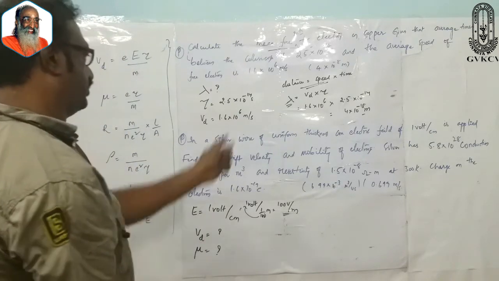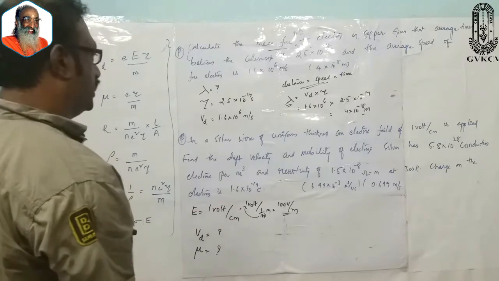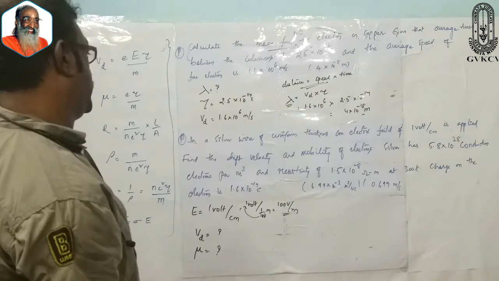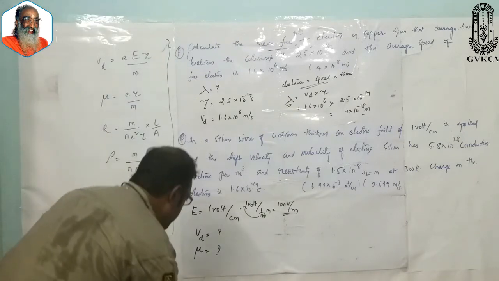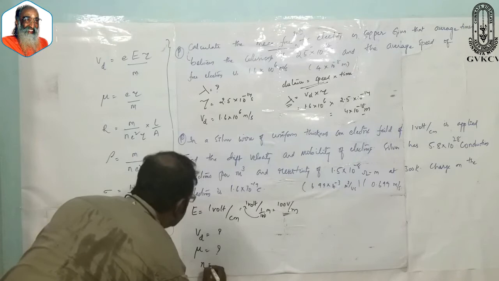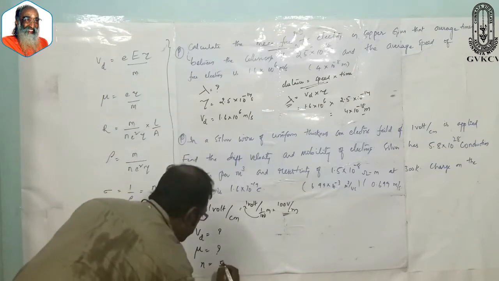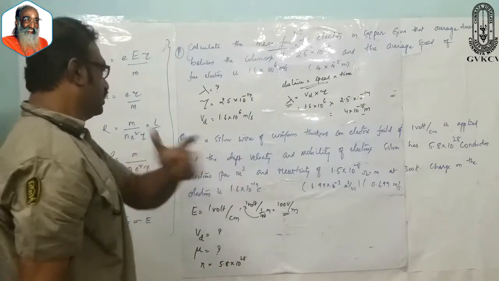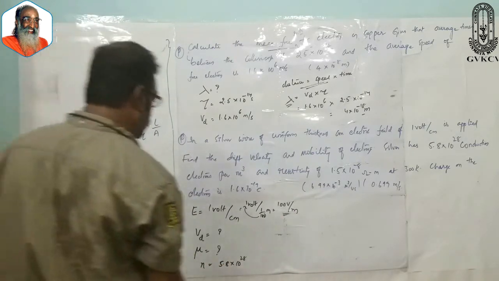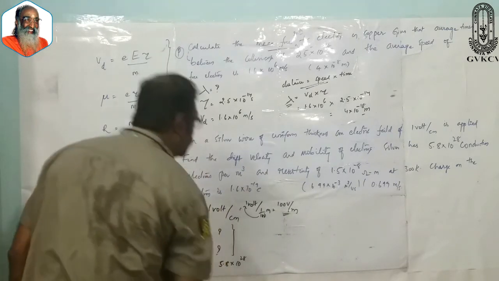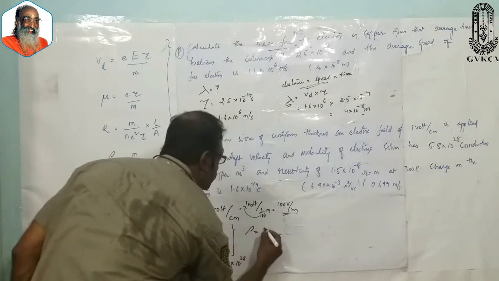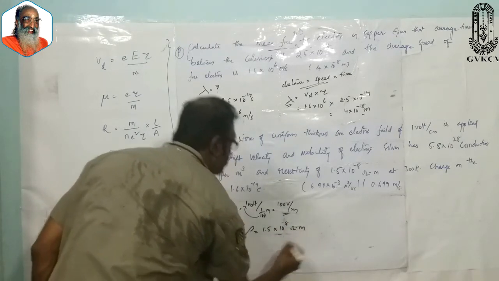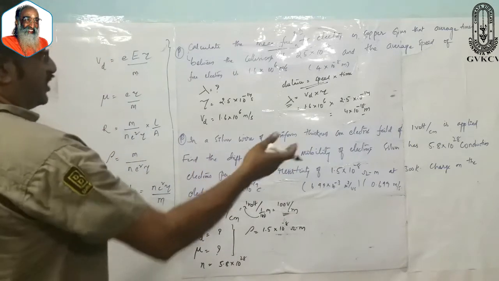Some data of silver is given here. Silver has 5.8 × 10^28 conduction electrons per meter cube. That means N is given. So the N value is 5.8 × 10^28. No need to write the number because it is per meter cube. And the resistivity rho is 1.5 × 10^-8 ohm meter at 300 K, that is at room temperature.